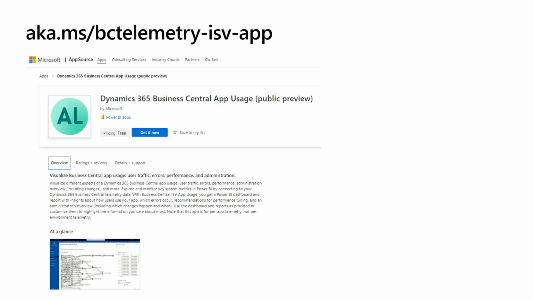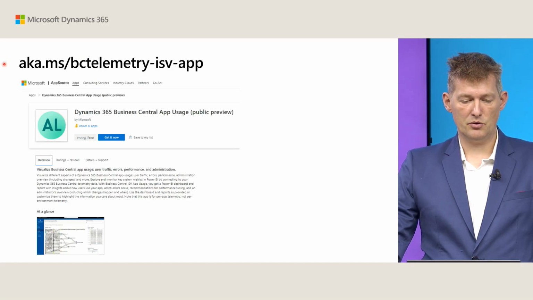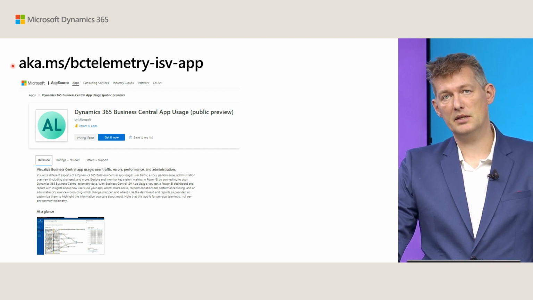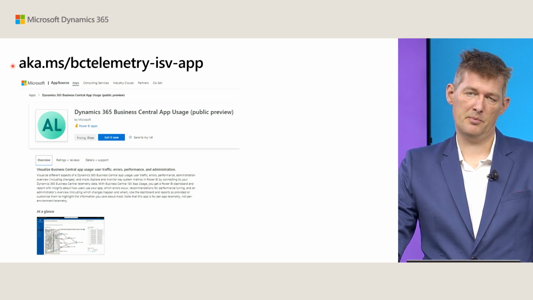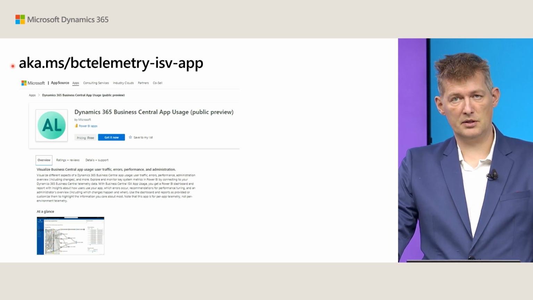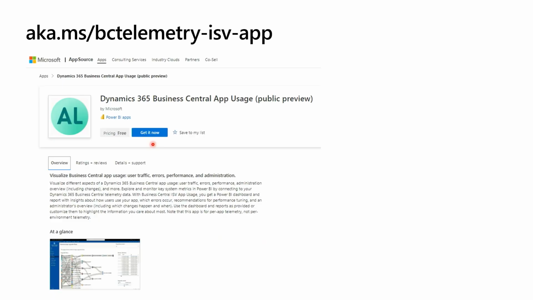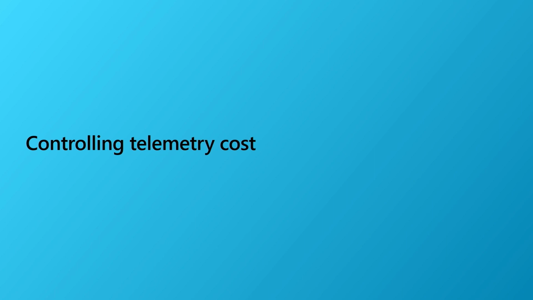So how do you get the ISV app or the Power BI app on App Telemetry? This one is also on AppSource. It has this URL, aka.ms/bctelemetry-isv-app. You can also just search for this on AppSource and find it there. You install it the same way as per environment. Get it now, install, configure it with the Application Insights resource where data is stored, and then you're up and running.